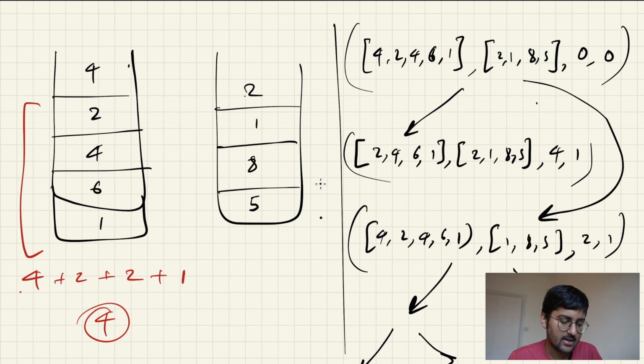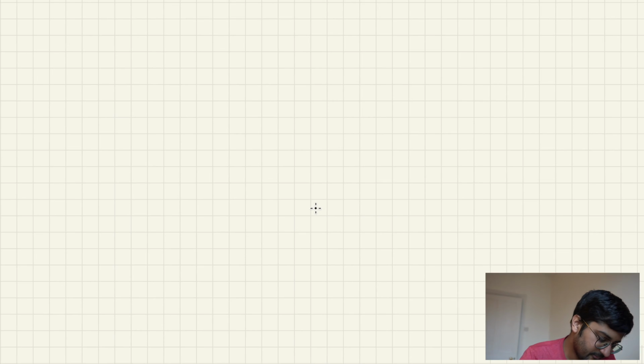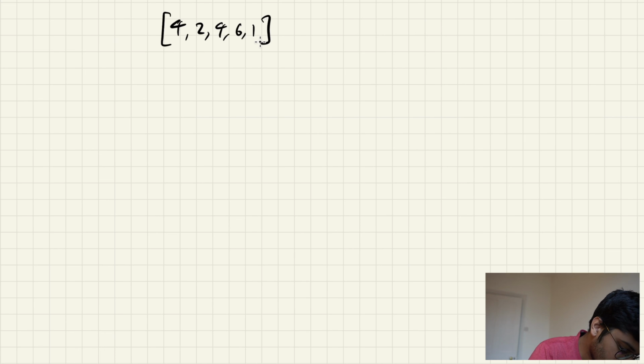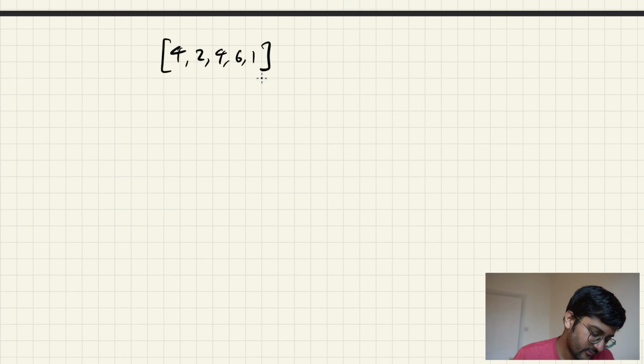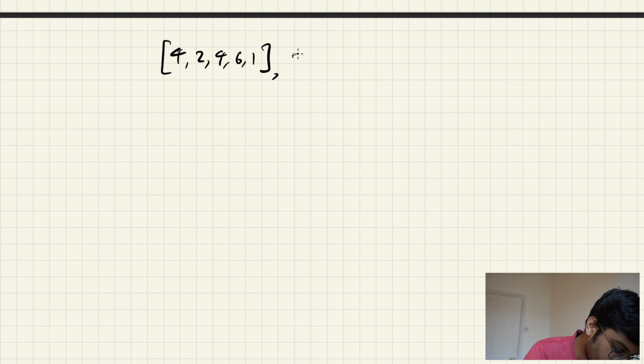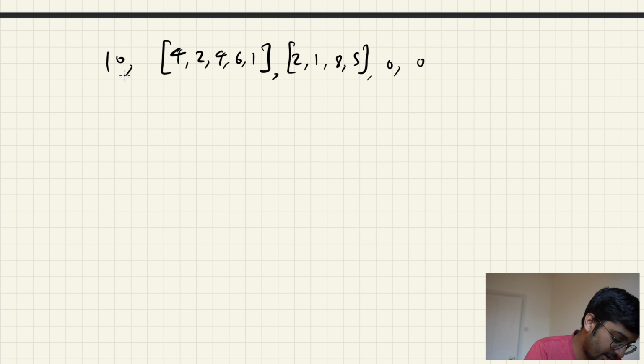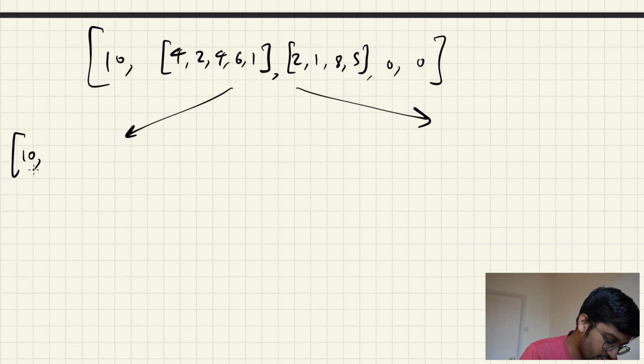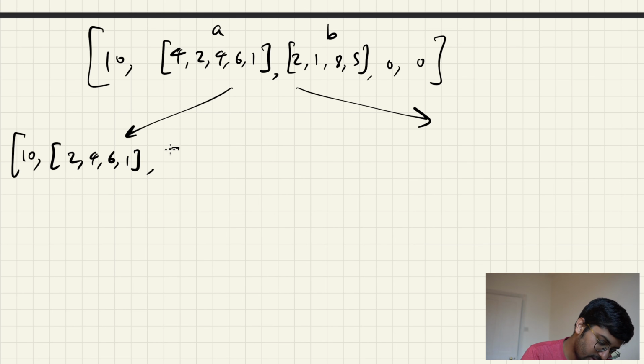Still, for people who are beginners, let's say I make a new tree for you. 4 2 4 6 1, and 2 1 8 5 0 0, and let's say the maximum value you can have is 10. So 2 pointers, maximum value you can have 10. Let's say you removed from A. This is A, this is B. If I removed from A, the remaining stack will be this, and B would be as it is because we did not remove anything from it.